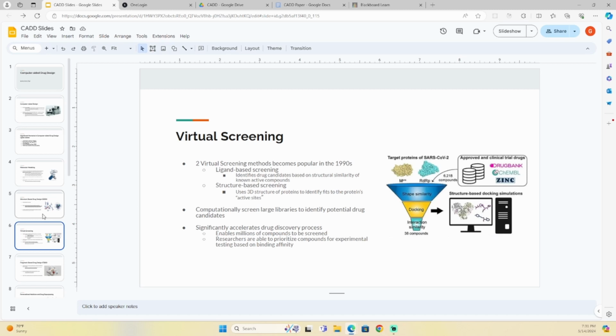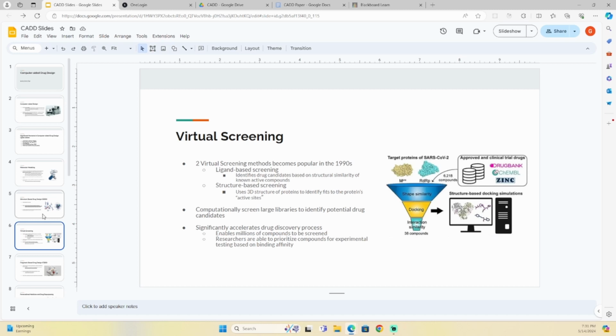If you look over to the right, you'll see a little infographic about two target proteins from the COVID-19 virus that this group of researchers were trying to find compounds that interacted with. And you can see that they pull from approved and clinical trial drugs, and it goes through three levels of screening, which is shape similarity, docking, and that's when you do simulations to see if the structures will dock correctly, and then you have interaction similarity.